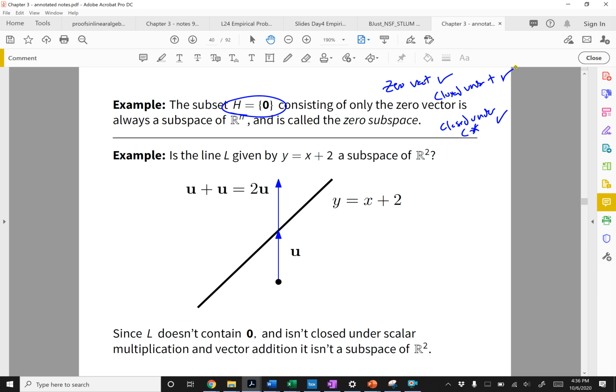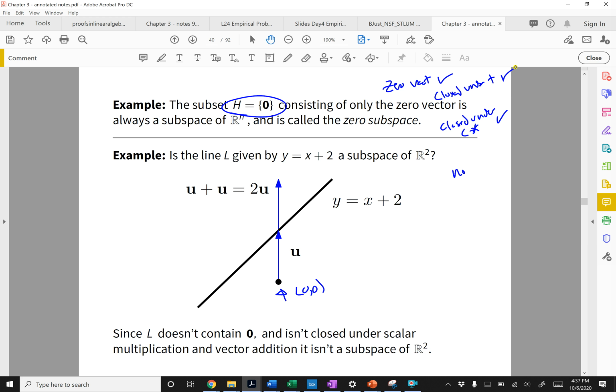Okay, kind of a boring example. Is the line L given by y equals x plus 2 a subspace of R2? Is the zero vector in there? No. So at x equals 0, you get y equals 2. So you don't have the point (0, 0). That's this origin right there, (0, 0). It's not in there. So we actually don't have to go any further. Since the zero vector is not in there, we know it doesn't work.